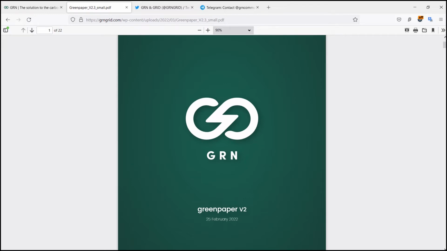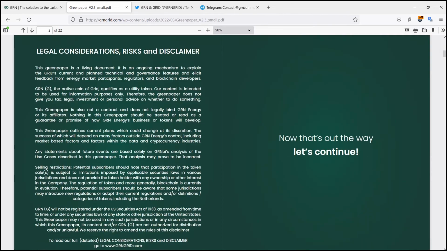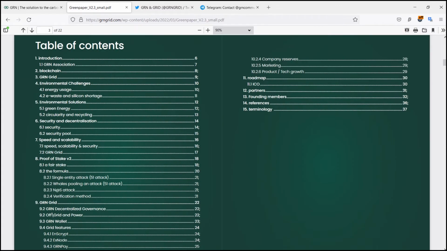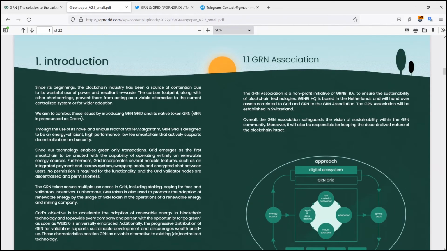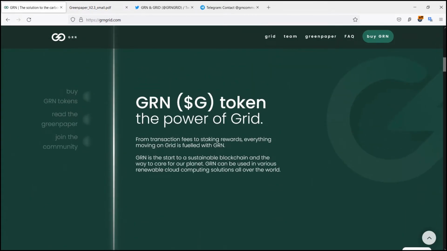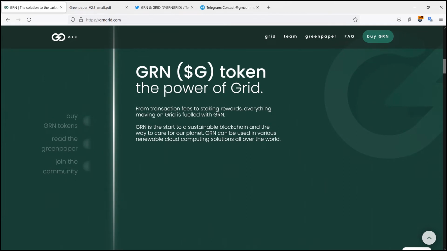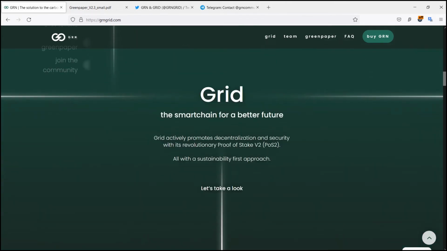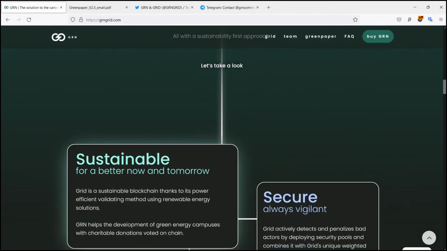According to research published in Nature, Bitcoin mining uses as much energy as mining for gold. One of the few drawbacks of blockchain technology is its significant environmental ramifications. Despite its tremendous promise for societal transformation, the revolutionary GRN grid combats the problem by introducing the GRID and GRN tokens, which use a unique proof-of-stake V2 algorithm for energy-efficient, high-performance, and low-fee transactions. GRN provides a decentralized, secure, and most importantly, cleaner world for sustainable development.